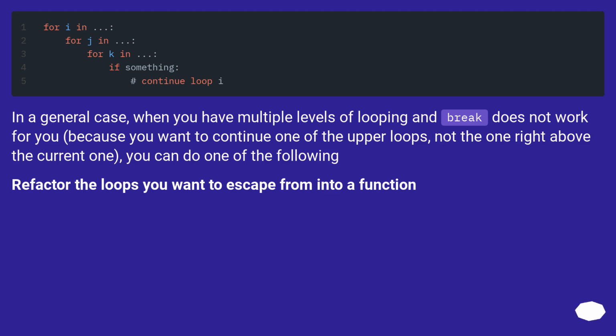In a general case, when you have multiple levels of looping and break does not work for you, because you want to continue one of the upper loops, not the one right above the current one, you can do one of the following. Refactor the loops you want to escape from into a function.